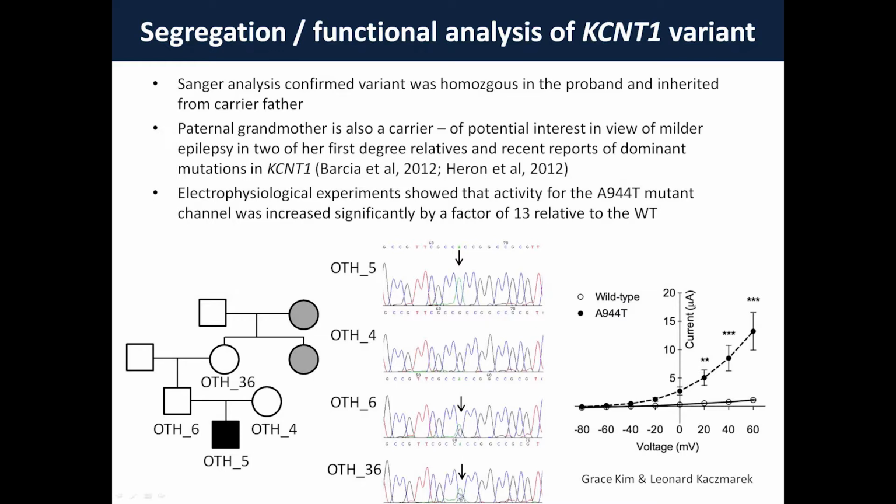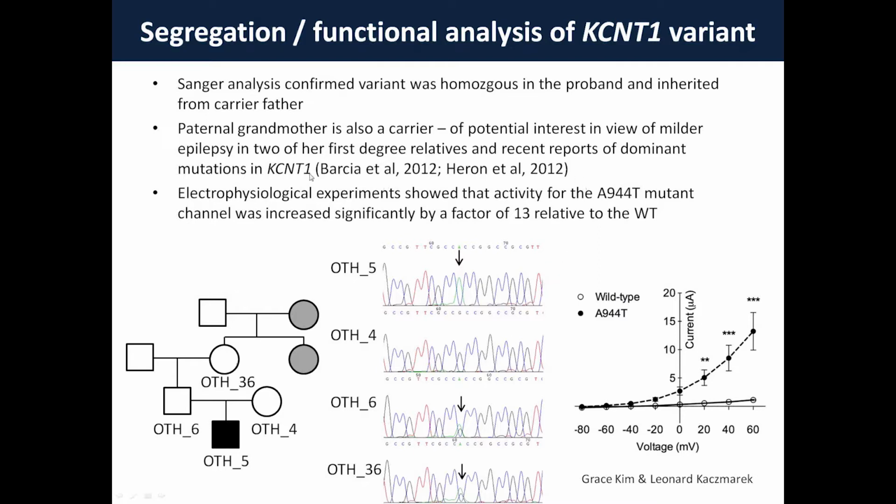So Sanger sequencing confirmed it was homozygous in the patient and inherited from the dad who was heterozygous. We couldn't unfortunately get DNA from the two more mildly affected paternal relatives, but we did get DNA from the dad's mother who had the variant, so that's still consistent that maybe if it's homozygous it can cause this severe epilepsy, and if it's heterozygous maybe it causes a milder form of epilepsy that's not always penetrant.